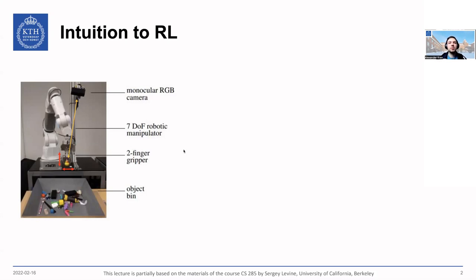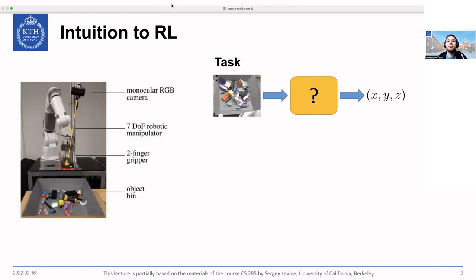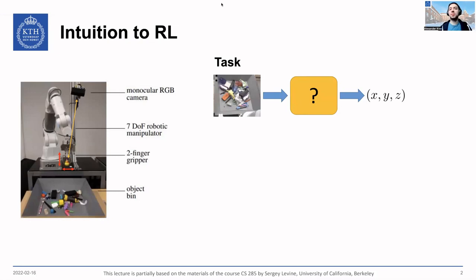So the task in this case would be, given the input that you get from the camera, so literally an RGB image, you need to design some kind of an algorithm. Basically, you need to come up with an algorithm that will, based on this input, give you, for example, the coordinates in 3D space where you want to put the hand of your robot to pick up an object.